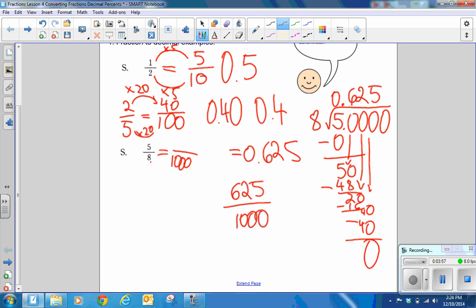As you can see, 8 can be multiplied by something to get 1,000. 5 can be multiplied by the same number. In this case, it is 125. And just because you might not know that this is the factor, it's always safe to just do long division and divide the numerator by the denominator.